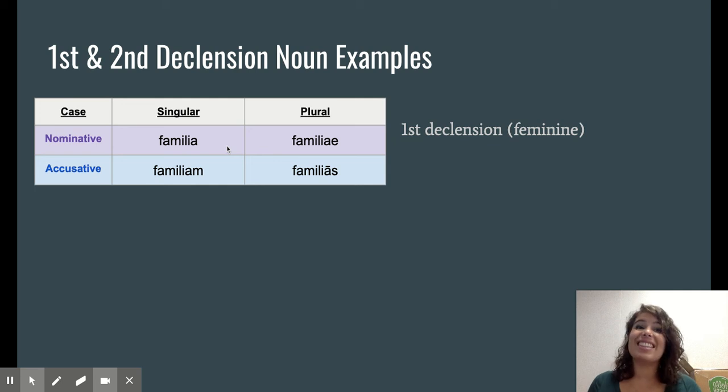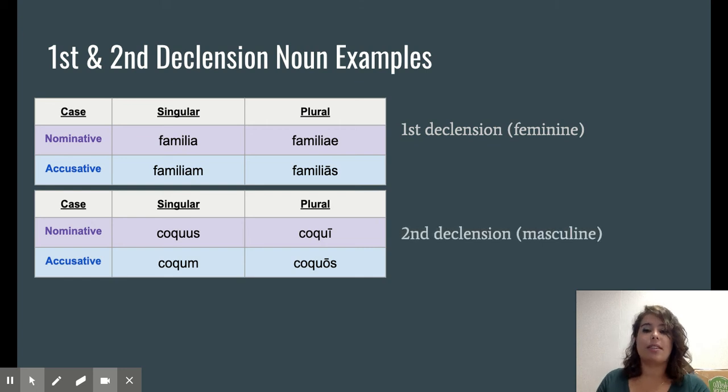Okay. And the nice thing is, all first declension nouns will have these exact same endings. So all you have to do is take the noun and change the endings to these. So like I said, we had pirata, our word for pirate. We had pirata, piratam, piratae and piratas. Okay, so it's the same for all first declension nouns.